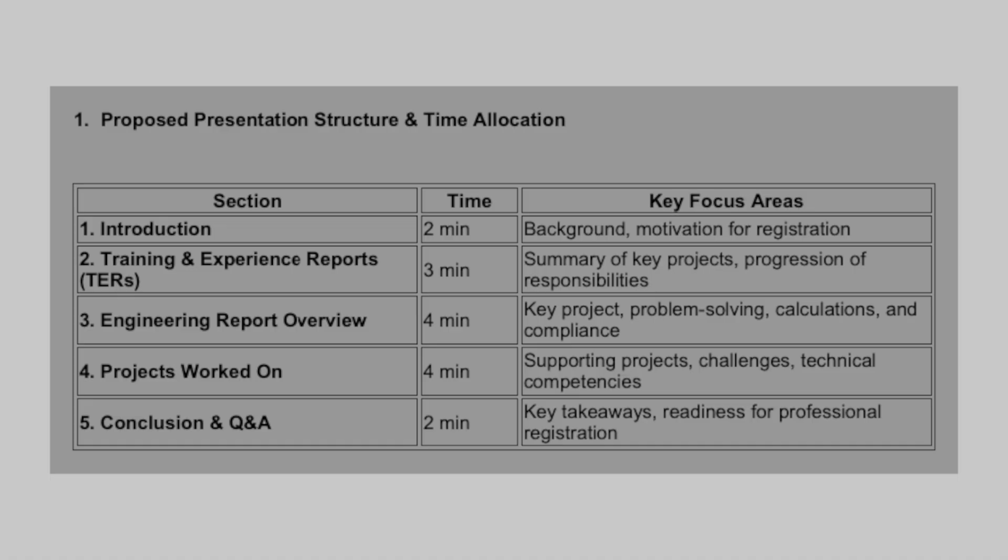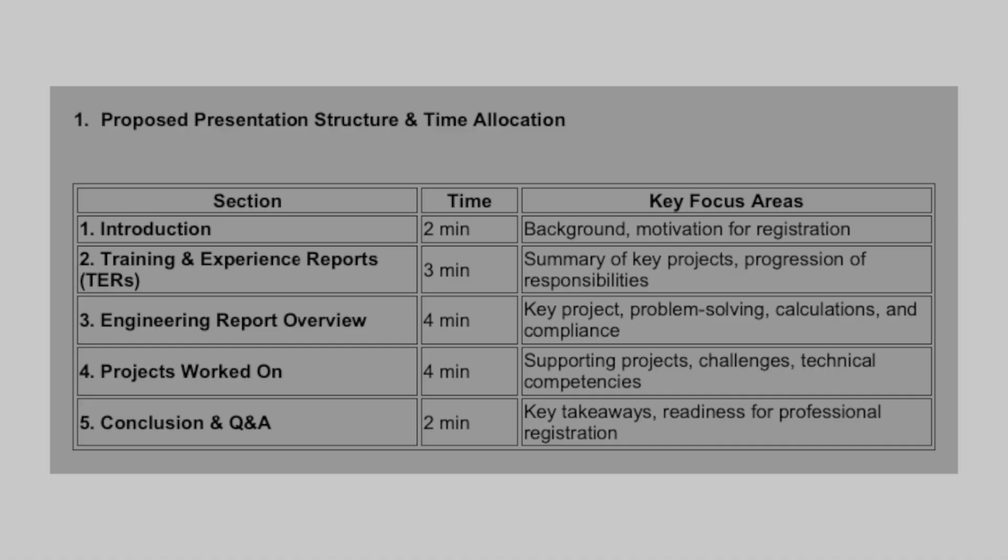Okay, the proposed presentation structure and time allocation. Now let's look at the time. So you need to have an introduction. Take your introduction, 2 minutes. That will be sketching the background and also the motivation for registration. Just a note here, this motivation for registration, you can put it up front or you can put it at the end. The reason why I'm saying that, by telling the interviewers why you want to be a professional engineer, eliminates the question that they're going to ask you later, which is why do you want to be an engineer? So you can address it up front.